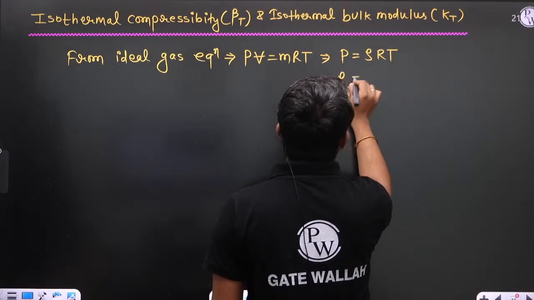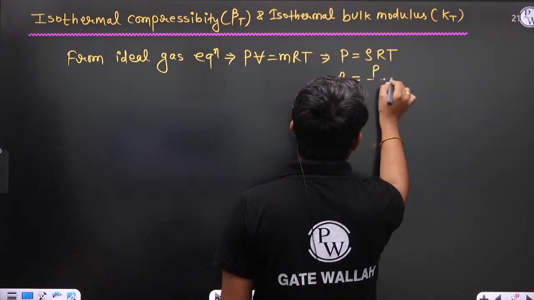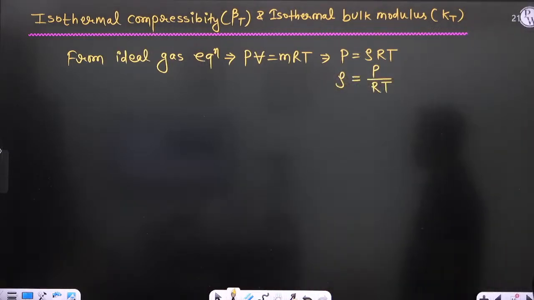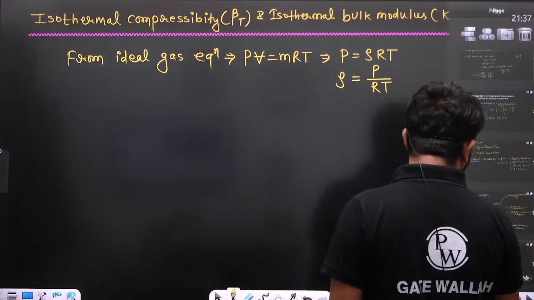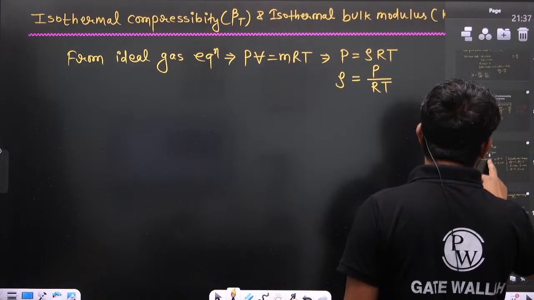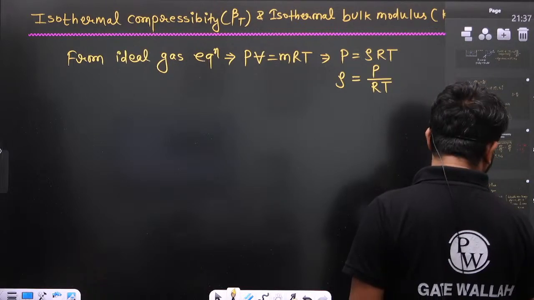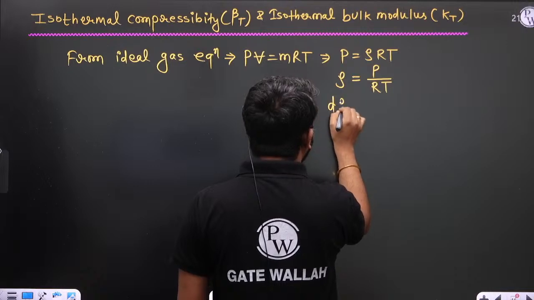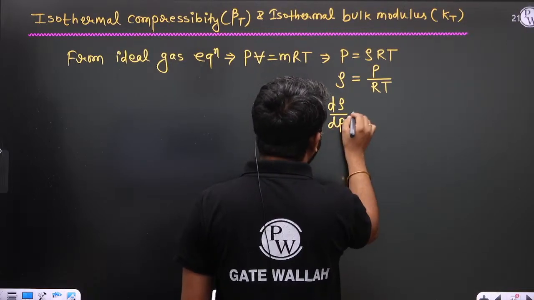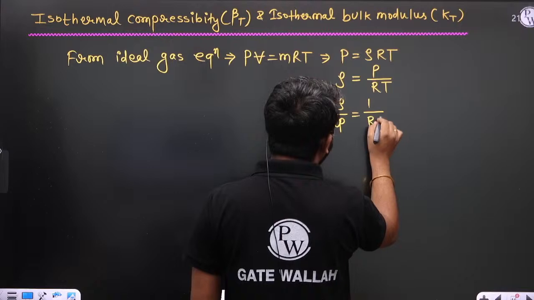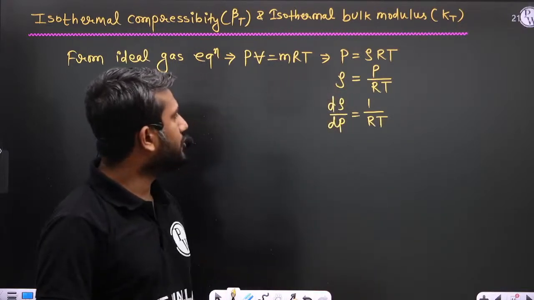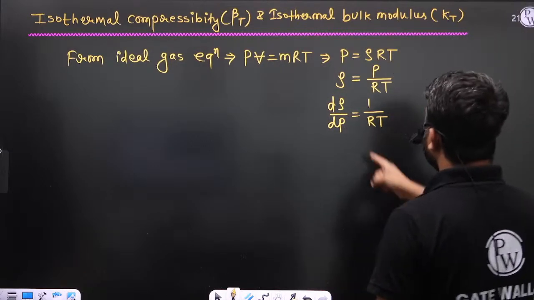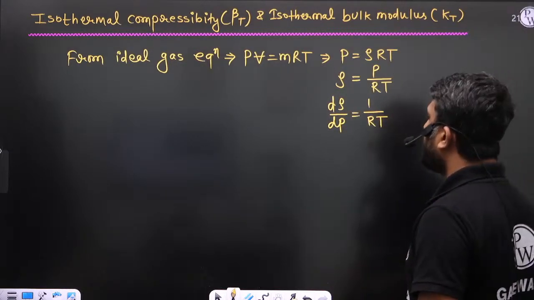So we can write rho is equal to P by RT. Now see here. Differentiate this with respect to P. So d rho by dP is equal to 1 upon RT, because it is isothermal, so temperature is also constant. So we differentiate rho with respect to pressure, and we can write d rho by dP is equal to 1 upon RT.